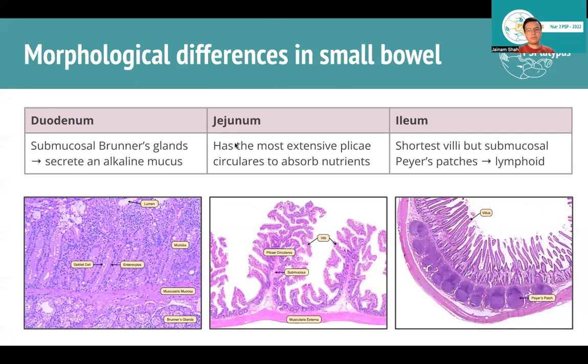In the jejunum, the important thing here is that it just has really extensive plicae circularis. So you can see really long tree-like plicae circularis. And the reason why is because the jejunum has the most important role for absorption of nutrients out of all these 3 sections in the small bowel. In the ileum, the villi are really small. That's because the ileum doesn't really participate a huge amount in nutrient absorption, despite what we all think about the small intestines.